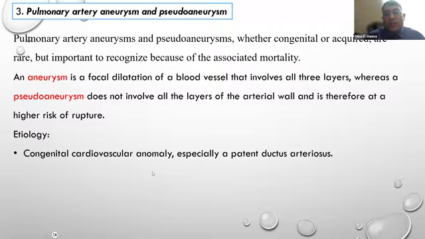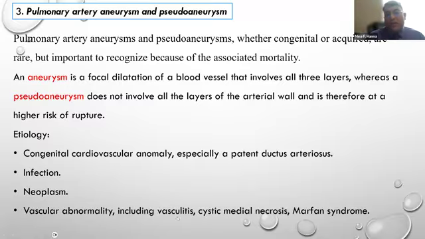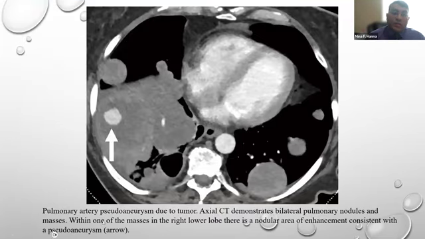Etiology could be congenital anomaly, especially in patients with PDA, infection like mycotic aneurysm, we will see a case together, neoplasm, vascular abnormalities like vasculitis, as we mentioned, about Behçet disease, and trauma, iatrogenic, especially following pulmonary artery catheterization, they can hit the wall and cause intimal tear. You see this patient with pulmonary artery pseudoaneurysm in a pulmonary or large lung mass, okay, due to weakening of the pulmonary artery, so it dilates and causes an aneurysm.